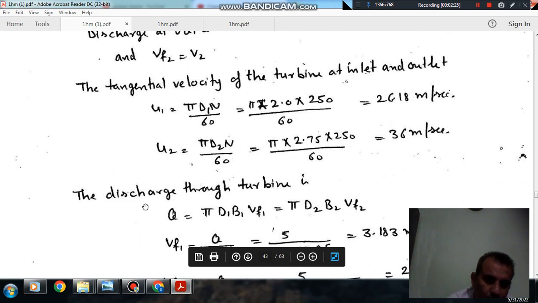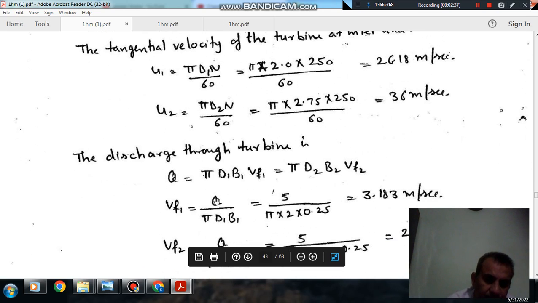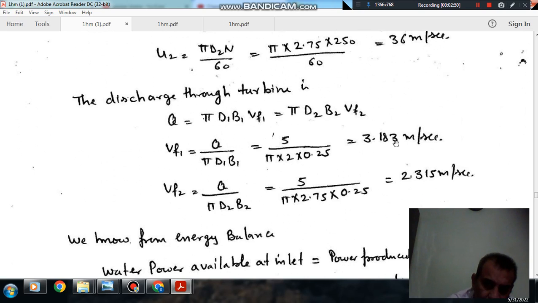The discharge through the turbine is Q equal to pi D1 B1 Vf1, equal to pi D2 B2 Vf2. And Vf1 is Q by pi D1 B1 from this. D1 is known, B1 is known, and Q is also known, that is 5. So Vf1 and Vf2 can be calculated. Vf1 is 3.183 meter per second and Vf2 is 2.315 meter per second. Vf1 and Vf2 are flow components of velocity.